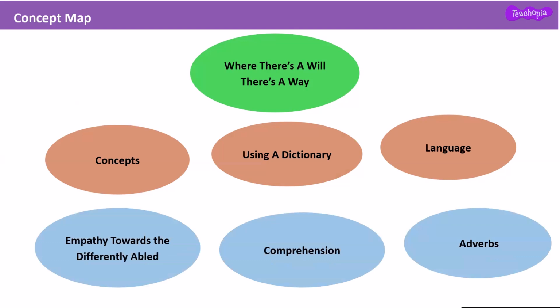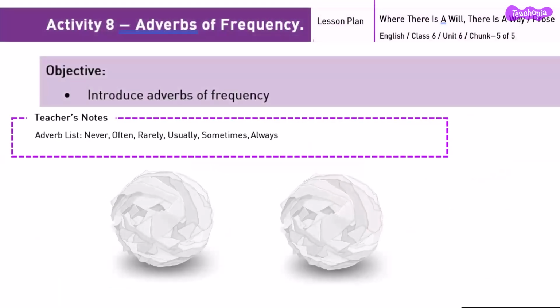So we can cover the concepts through the empathy towards the differently able children as well. And also we are using a dictionary for the comprehension purpose, and we can make sure the language learning is happening, and we can take the concept of adverbs. And in this activity as well, we are taking the concept of adverbs and conjunctions. So the first activity, what we are seeing, is for the adverbs of frequency.